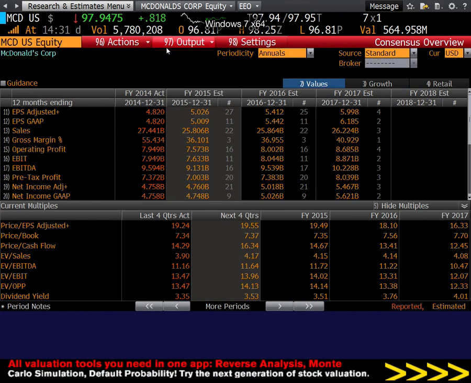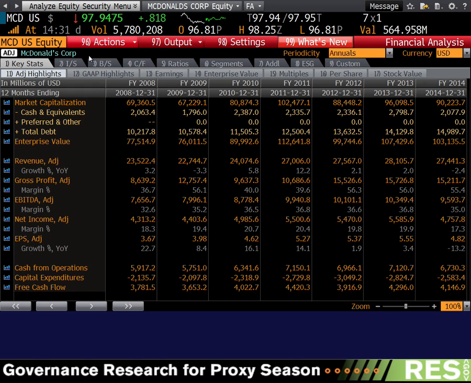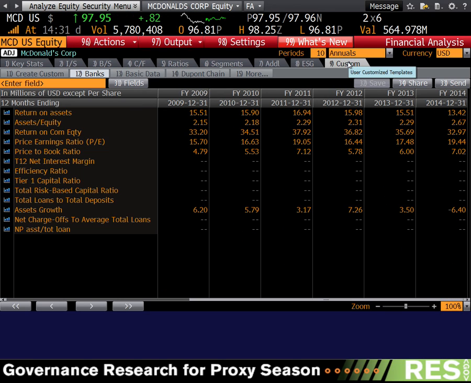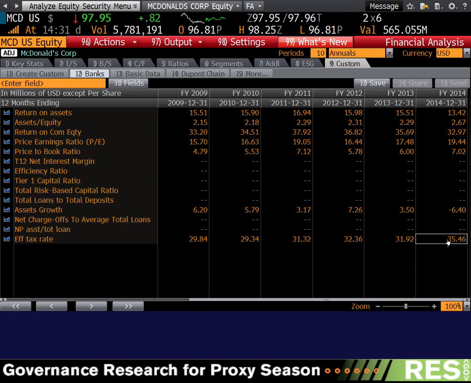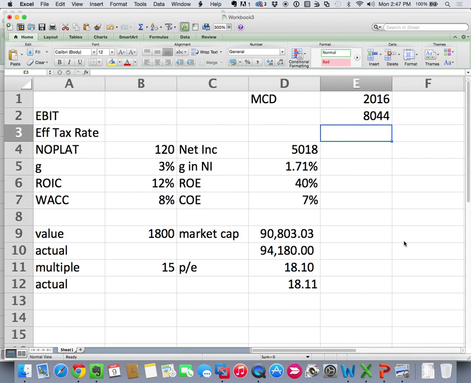For the effective tax rate, I can go to the FA screen, go to the custom area, and just type in effective tax rate. Here's 6 years of historical tax rates: 30, 29, 31, 32, 32, 35. Right? So considering last year is a little higher, I'll just say 32%. Kind of eyeballing those, I think McDonald's is going to pay about a 32% tax rate going forward based on the last 6 years. Okay?